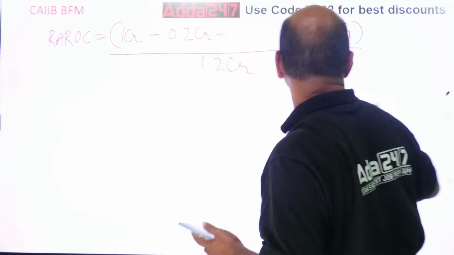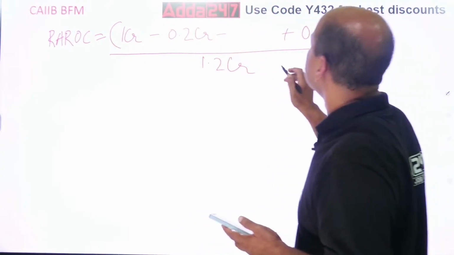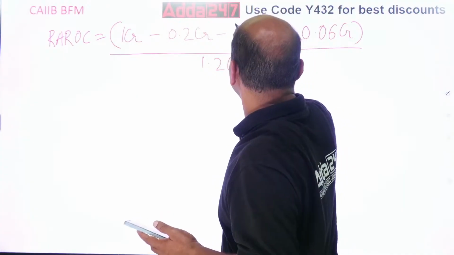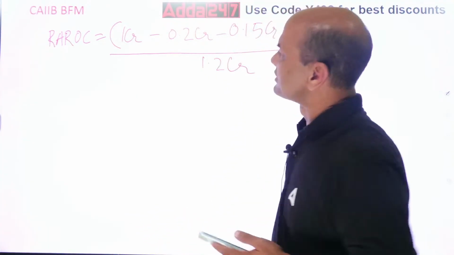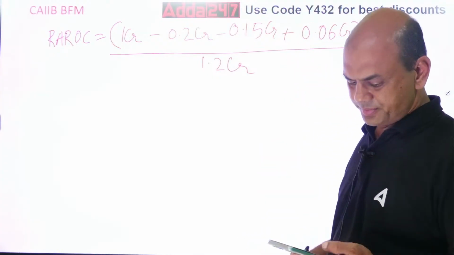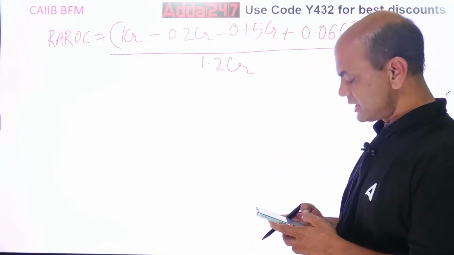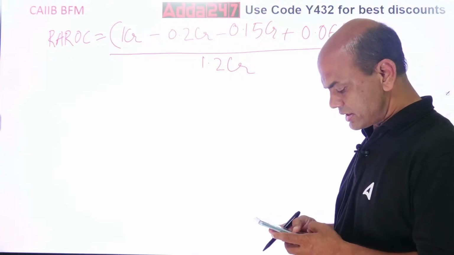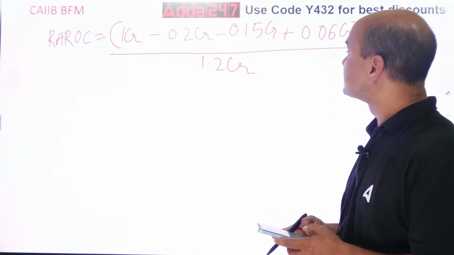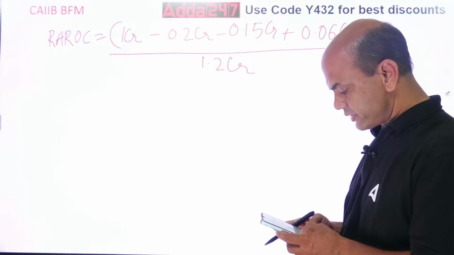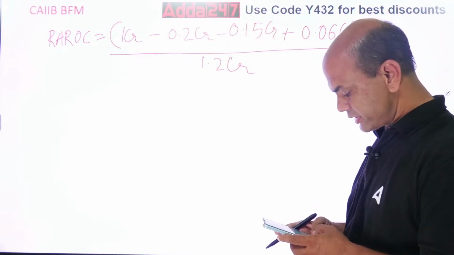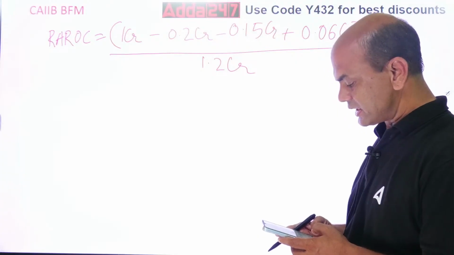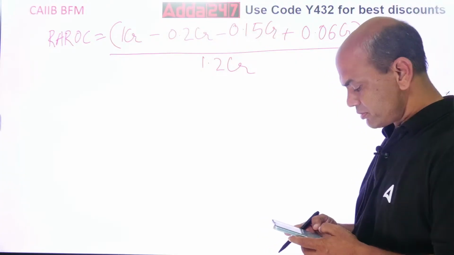Okay, even I got confused. How can this happen? So 0.15 CR. Now get the answer. Okay, now you'll get it correct. So 1 minus 0.2 minus 0.15 plus 0.06. So that is equal to 0.71.